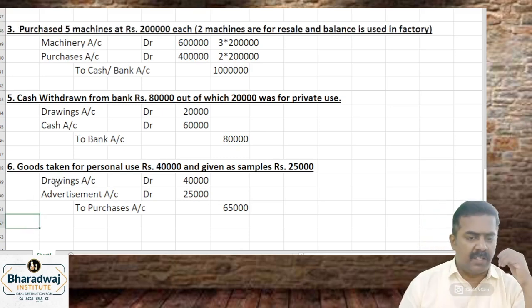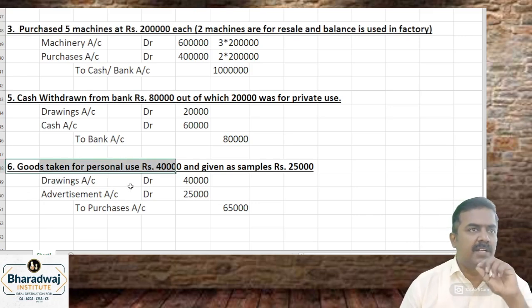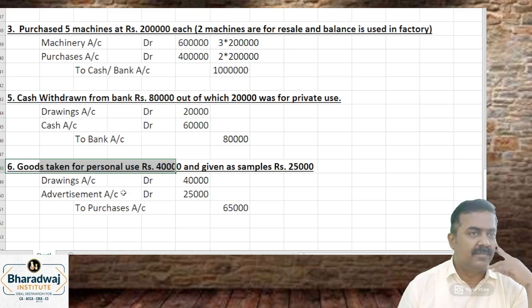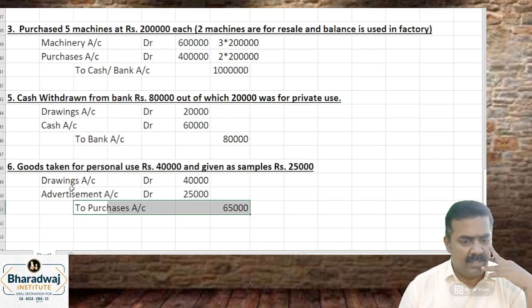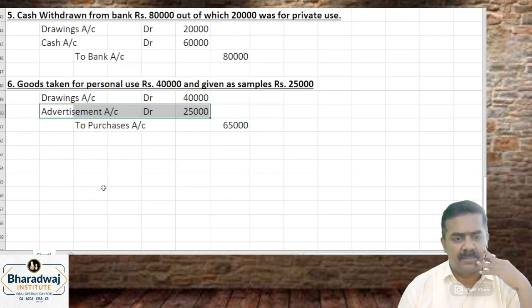Okay, so here they will ask you, goods taken for personal use will be credited to which account? Purchases account. Okay. Goods given as samples will be debited to which account? Advertisement account. That is where they can ask you questions.